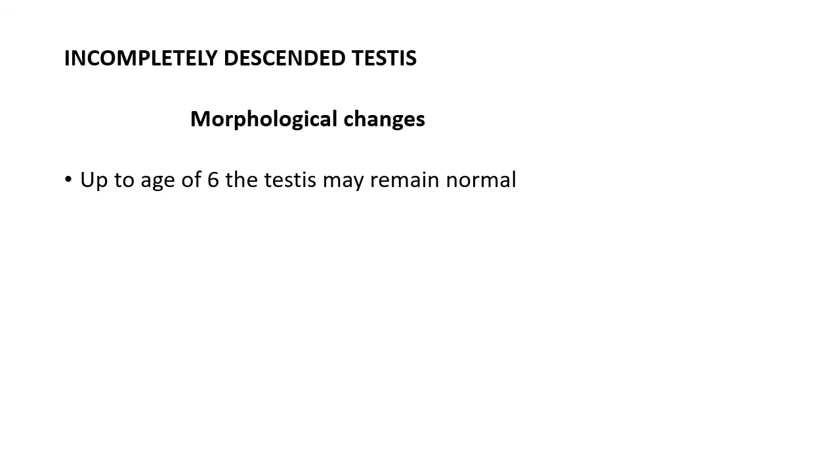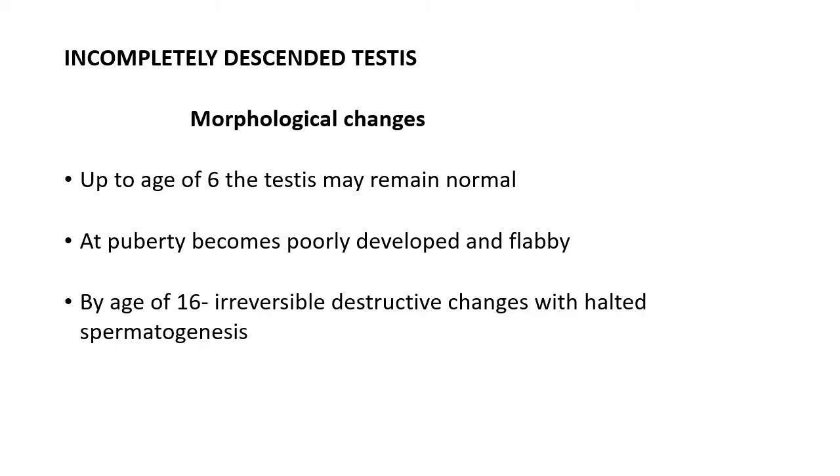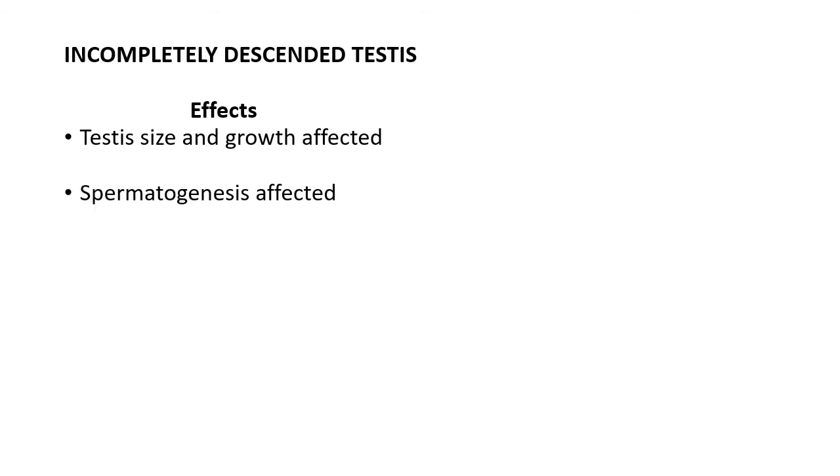Up to the age of 6, the testes may remain normal. At puberty, they become poorly developed and feel flabby to touch. And by the age of 16, there are irreversible destructive changes with a halted spermatogenesis. The testicular size and the growth will be affected. The spermatogenesis is affected because testes are exposed to the higher temperature. That might result in infertility, and the secretory function may be affected.